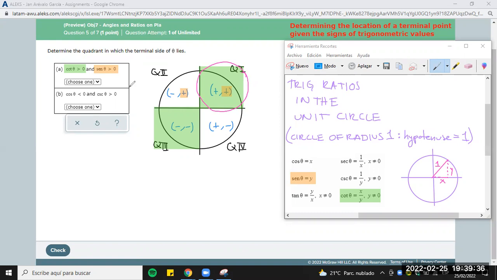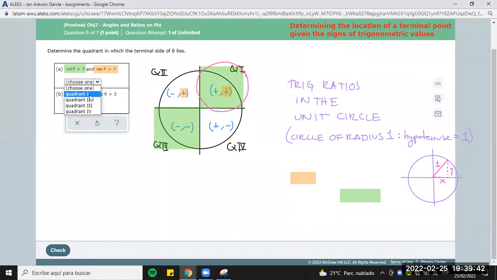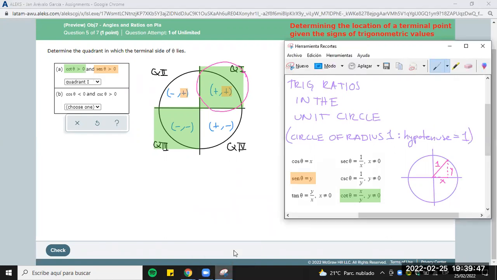So the solution for the first one is Q1. So I'm gonna choose it, quadrant 1. Let me put this back. Right, now let's continue drawing.